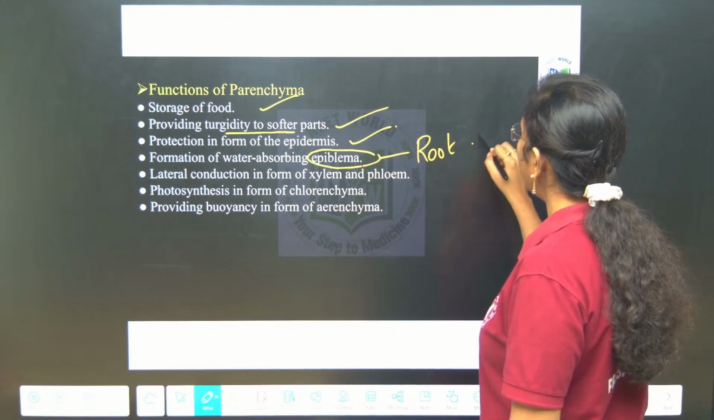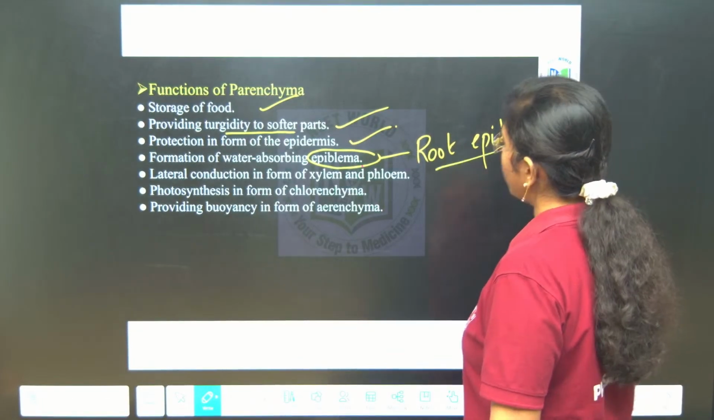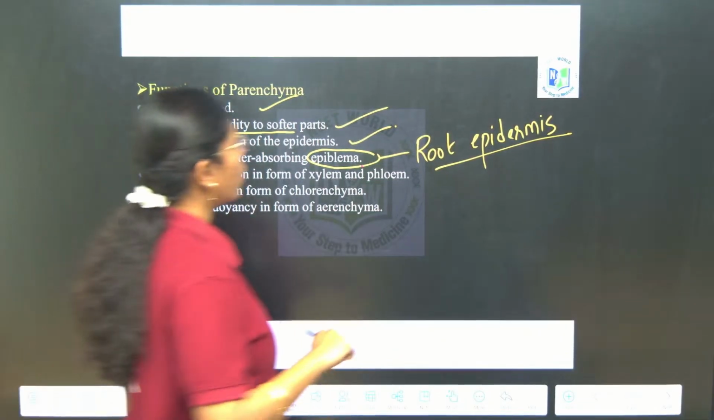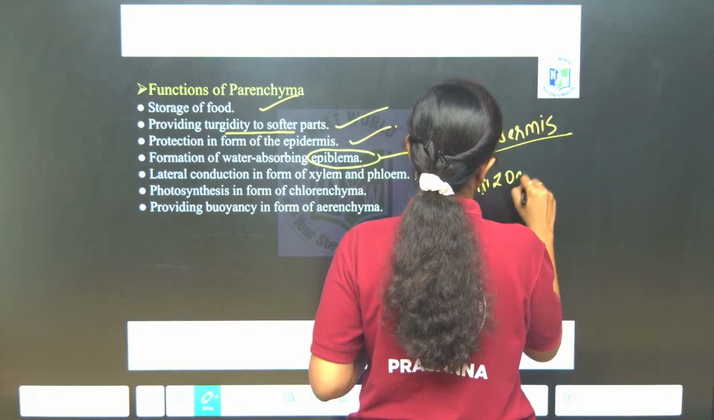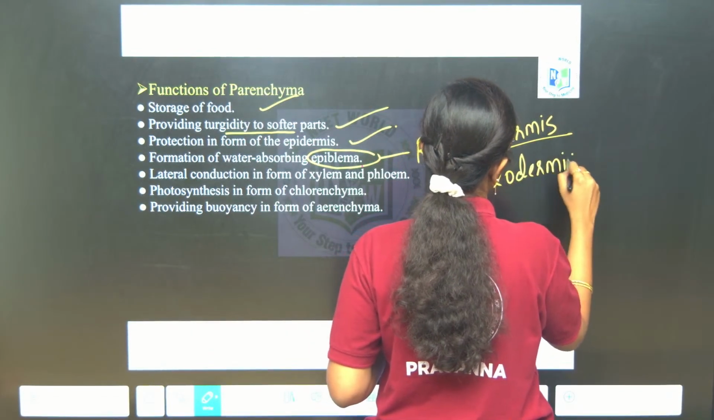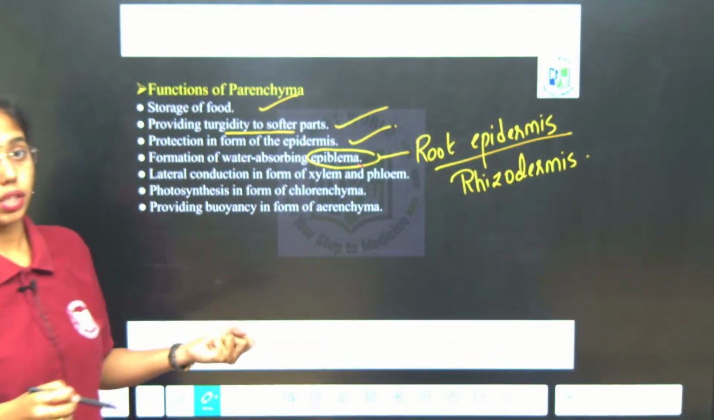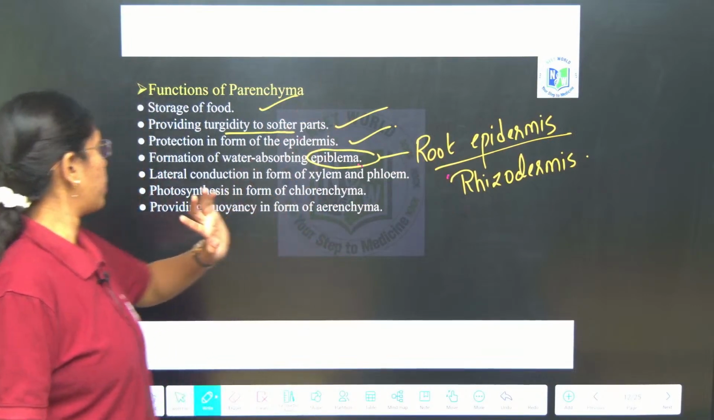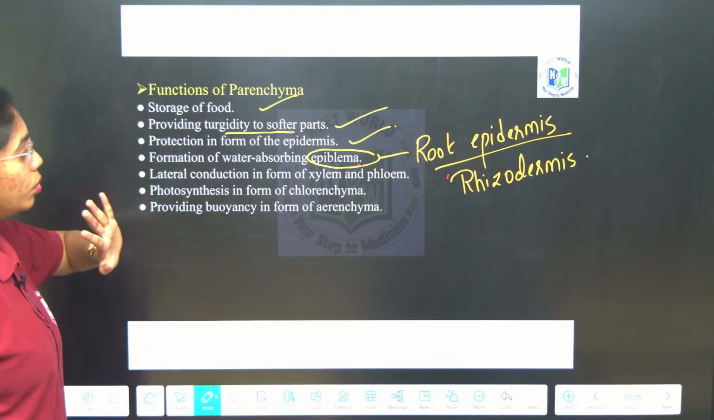Remember that root epidermis is also known as epiblema or rhizodermis, as it has good water absorbing capacity, and root epidermis is made up of what? Parenchyma. Lateral conduction between xylem and phloem is conducted through parenchyma.